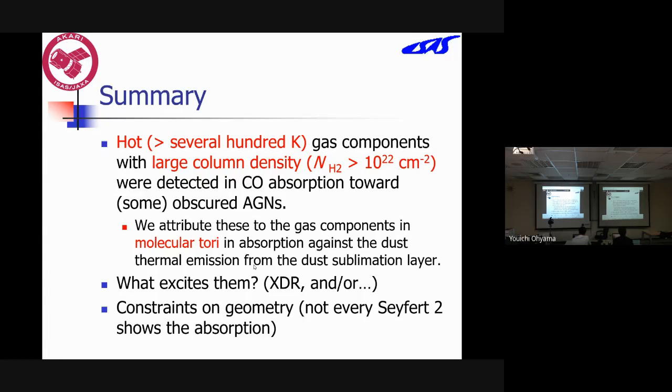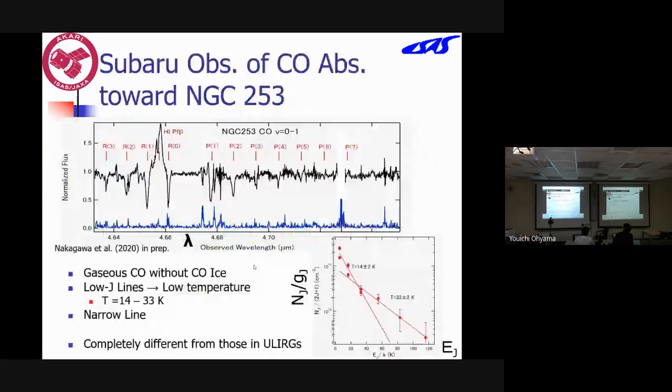This question is from Professor Matt. When you detect CO absorption, is this always 100% correlated with detecting deep silicate absorption, or can they be different in some LIRGs or ULIRGs or some other galaxies?